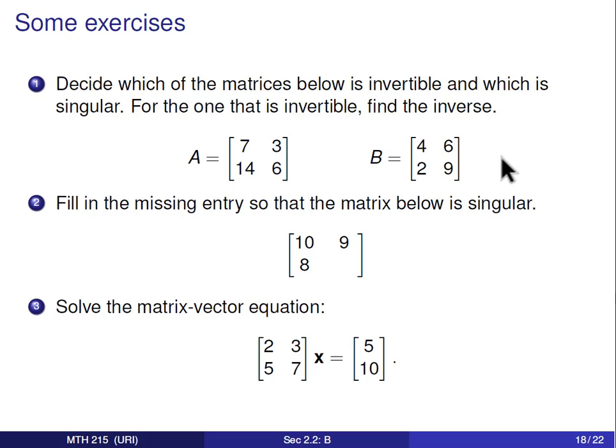Okay, so applying that, can we decide which of these matrices, A and B, is singular, and which one is invertible? And then for the one that is invertible, can you find the inverse? Can you fill in this entry here so that the matrix below is guaranteed to be singular? And can you solve this matrix vector equation? This is something that we know how to do from chapter 1, but maybe there's a new way of doing it using our ideas of inverses. Go ahead and think about that. Pause the video if you like. In a few seconds, we'll dive into the answers.